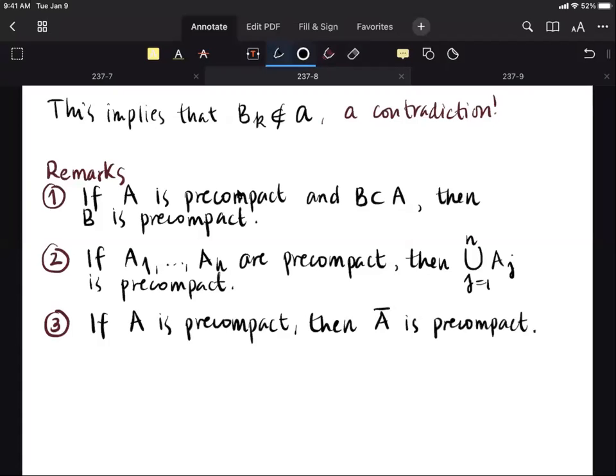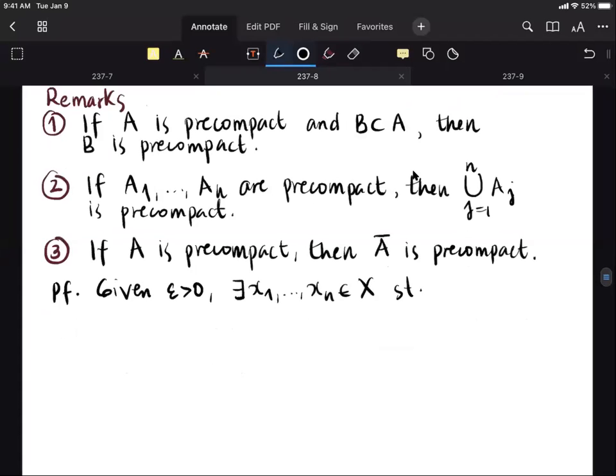To look at the proof. Okay, so replacing epsilon by epsilon over 2 in the definition of pre-compactness, which is of course still positive. So given an epsilon, there exists x1 up to xn in capital X such that A is a subset of the union of balls with radius, let's say, epsilon over 2, j from 1 to n.